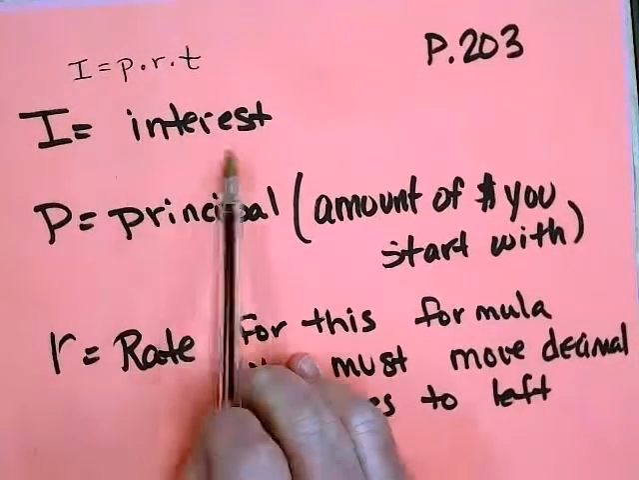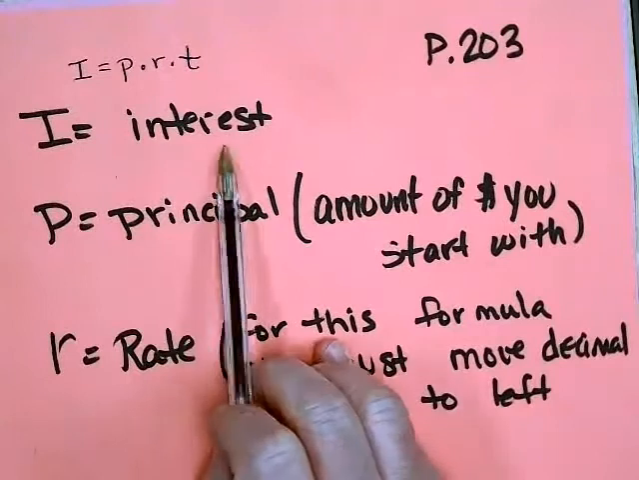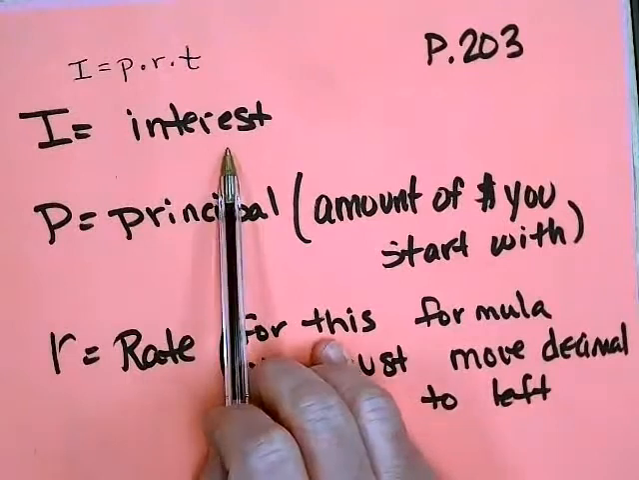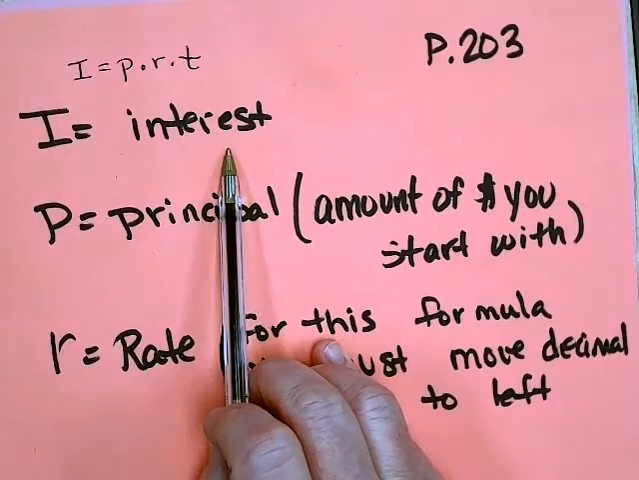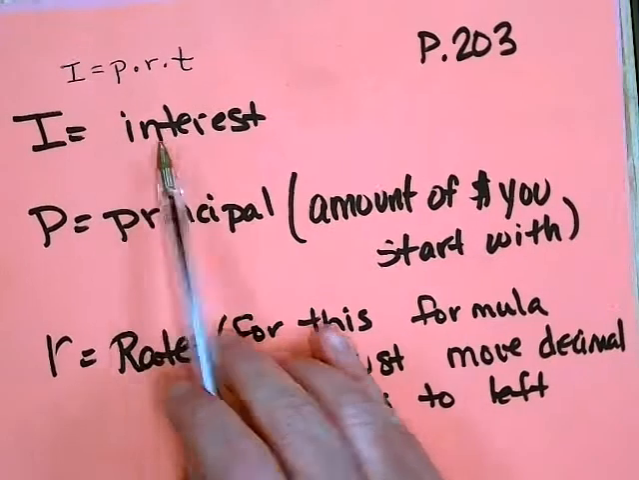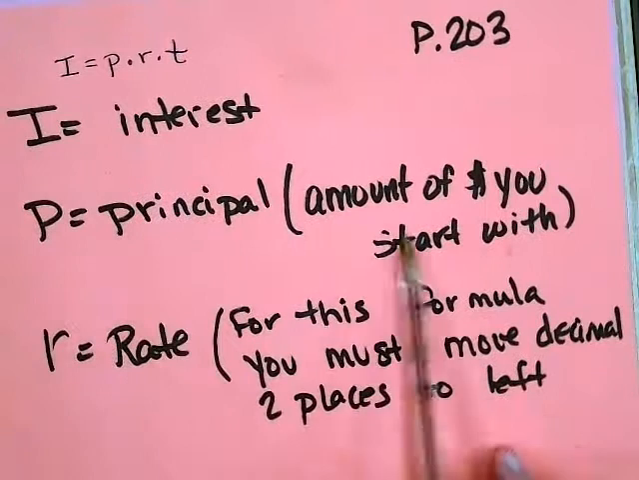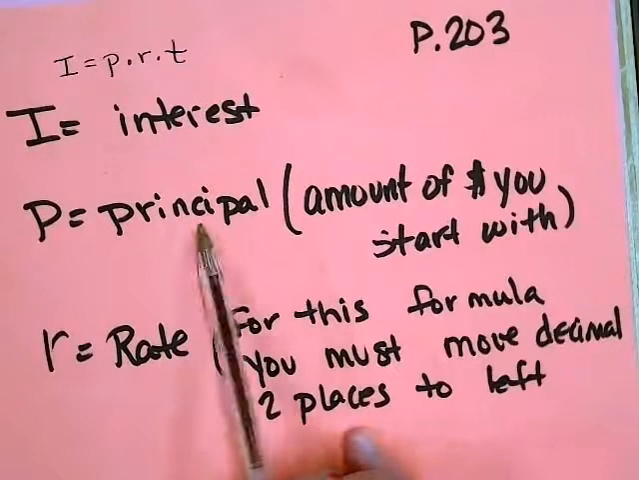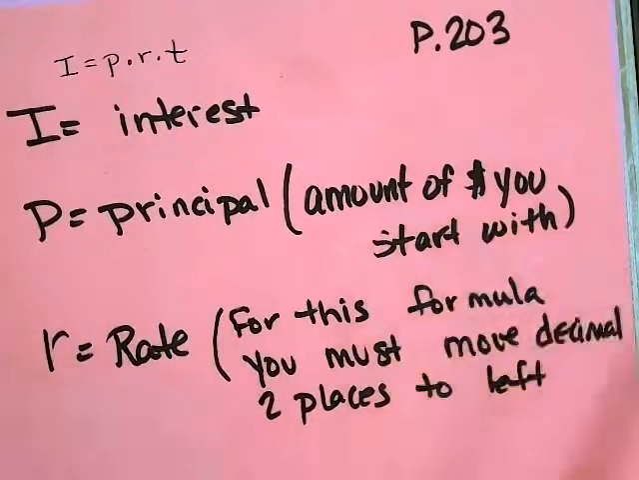I stands for interest. Interest is the money the bank pays you, thanking you for keeping your money with them. They pay you a little bit. Look, if you'll let us hold your money, we'll give you a little bit of money. That's what interest is. Principal is the amount of money you start with. The principal amount is how much you put in the bank at the beginning.